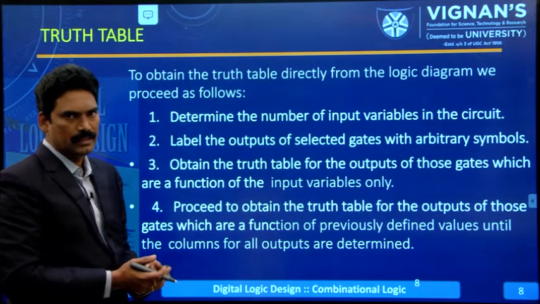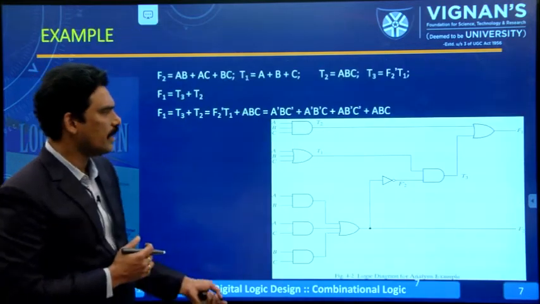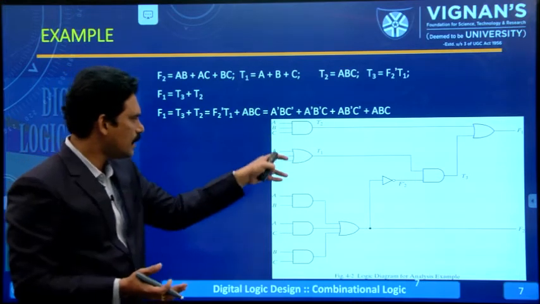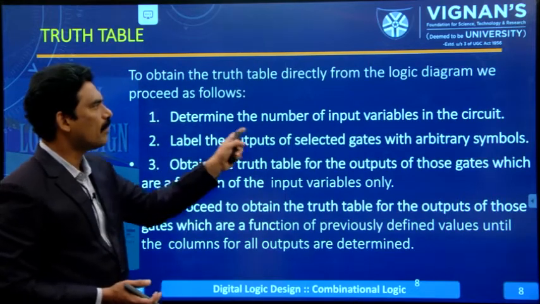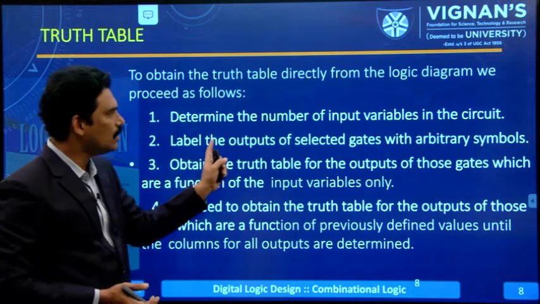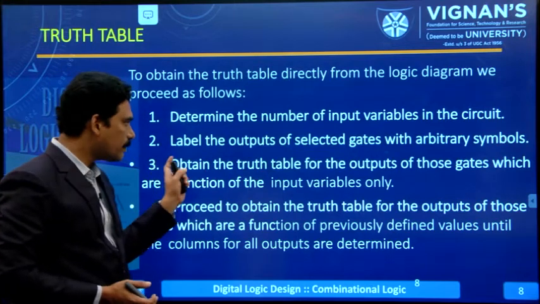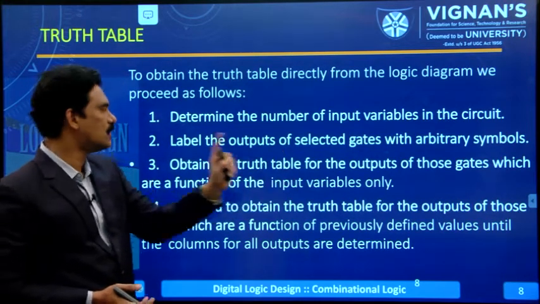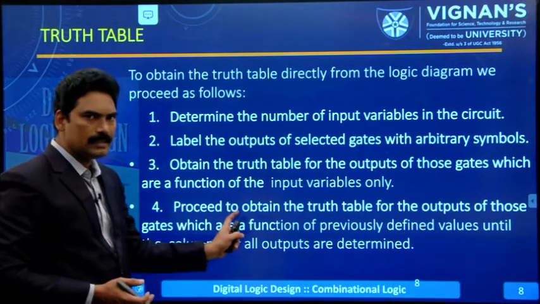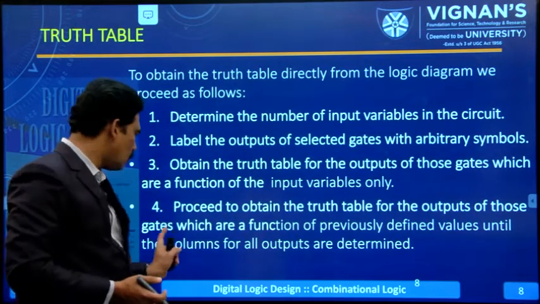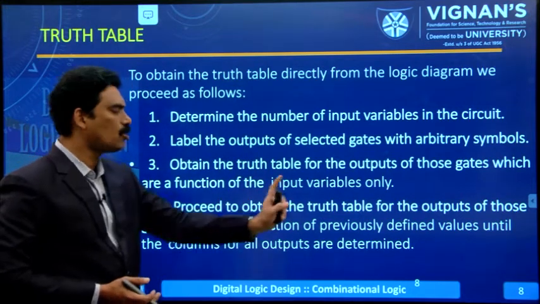First we have to identify. In the previous example, how many inputs are there? Only 3 inputs, A, B, C. So there are 3 input variables. Next, label the outputs of selected gates with arbitrary symbols. Next, obtain the truth table for the outputs of those gates which are a function of the input variables only. Next, proceed to obtain the truth table for the outputs of those gates which are a function of previously defined values until the columns for all outputs are determined.